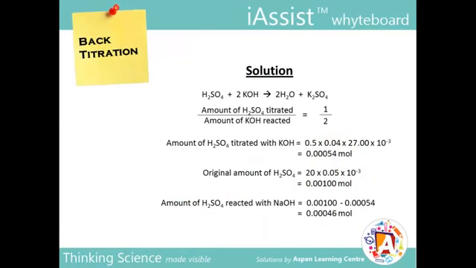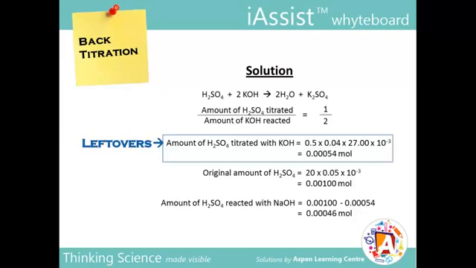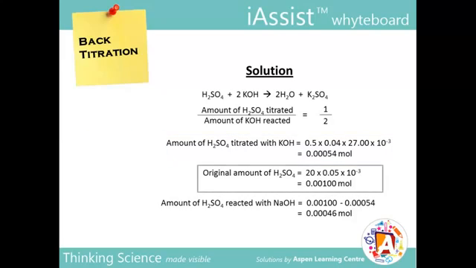So now we shall present the solution in terms of the components of the cake. This, the amount of H2SO4 used in the KOH titration, is our leftovers. This is the total original amount of large excess H2SO4, our whole cake. So this, the amount of H2SO4 consumed by the NaOH, is therefore our eaten portion.